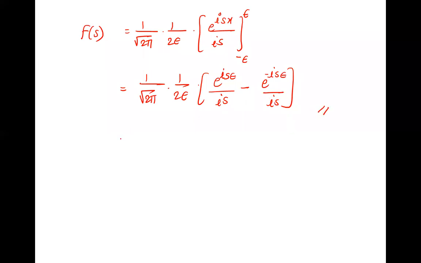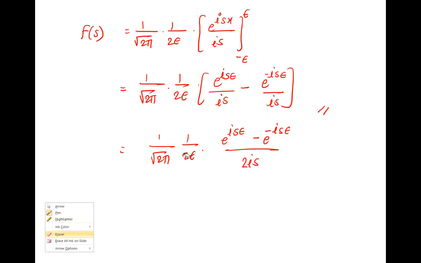Or if it is something like this, we have one more formula. What I'll do here is take the base as the same, 1 upon root 2 pi, 1 upon 2 epsilon, e raised to is epsilon minus e raised to minus is epsilon upon is. But I have the formula where there is 2i, so I have taken this 2 inside and the s outside, without changing the meaning.